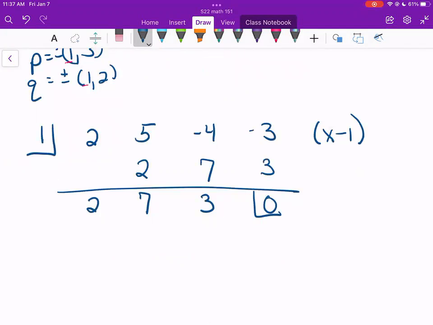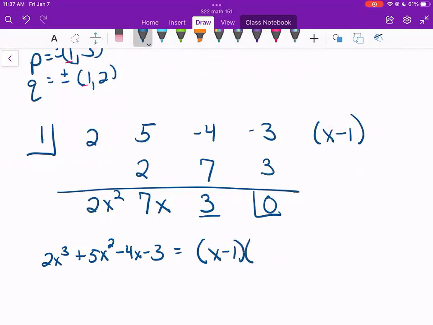I can go back and rewrite this with lower degree, which this is my constant. This is going to be my x term. This is x squared. So I can now write this polynomial 2x cubed plus 5x squared minus 4x minus 3 as the product of x minus 1 times 2x squared plus 7x plus 3.